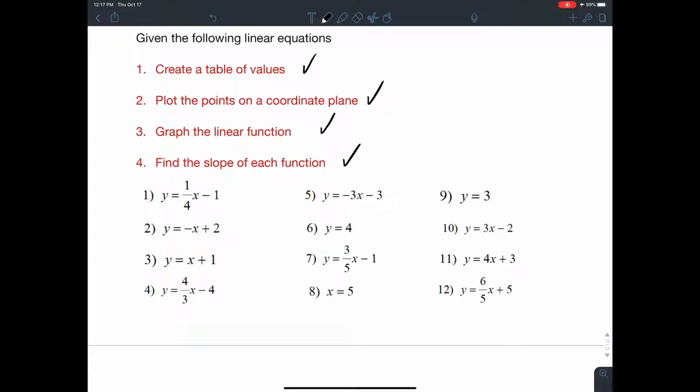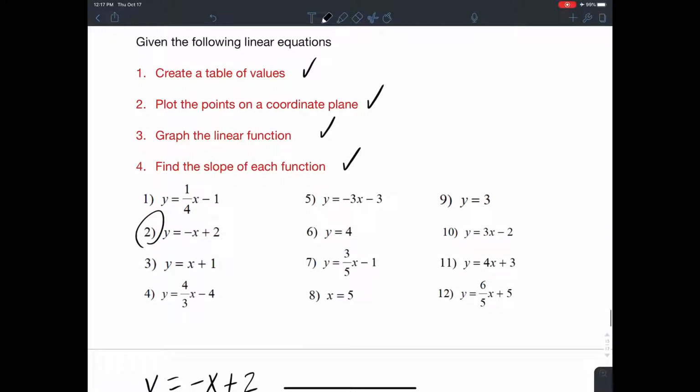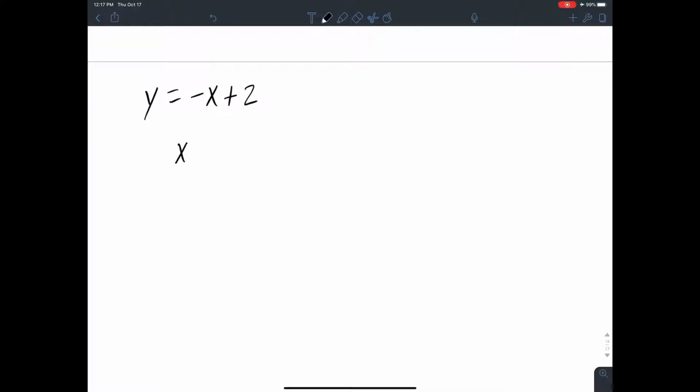Okay, so I'm just going to go ahead and do number 2. Y equals negative x plus 2. So I'm going to start off by creating a table of values right here. I'm going to do x. Okay, so I'm going to pick just 3 values, negative 1, 0, and 1.